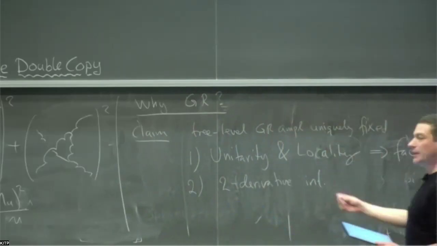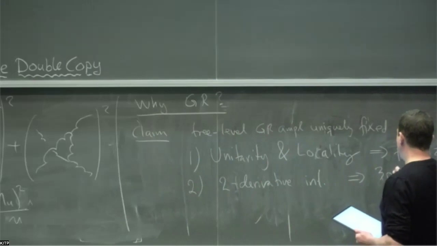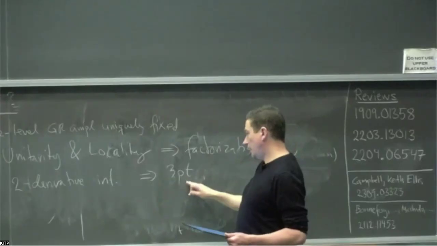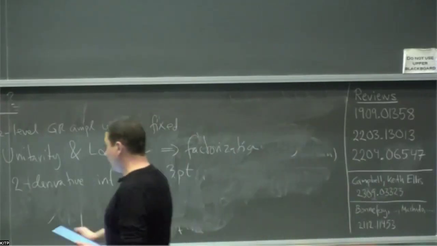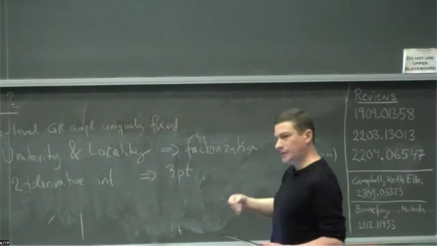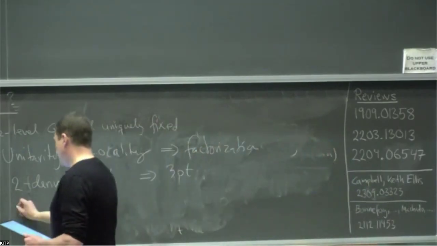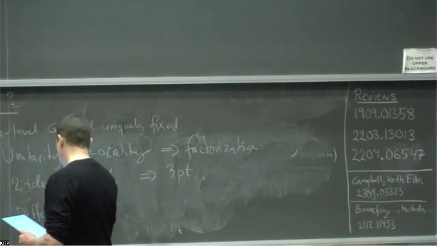I really only need that to fix my 3-point amplitude. Because of course you know that at 3-point you can also write down higher derivative gravities, R cubed or whatever. So if I just impose 2 derivatives, I will land uniquely on the GR 3-point amplitude. And then lastly, unitarity and locality only fix the poles. You also need to fix your local terms, and the local terms are just fixed by diffeomorphism symmetry or gauge symmetry.